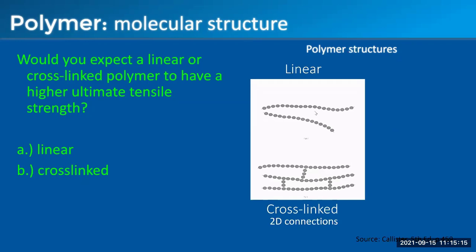And so why is that the case? Well, there are associations between the chains in a linear polymer, but the associations are secondary bonds. So that would be hydrogen bonds, dipole-dipole bonds, and so forth. Versus in a cross-linked polymer, the bonds between chains are primary bonds, which are stronger. So if we've got stronger bonds between the chains, that means we're going to have to put in more energy to move those chains and slide them past one another. So a cross-linked polymer would have a higher ultimate tensile strength.